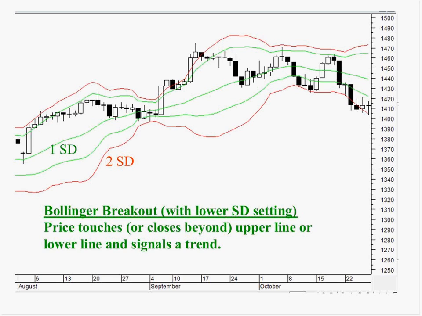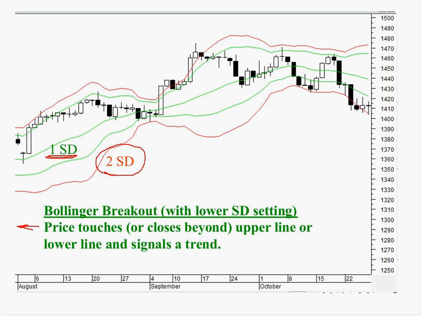What you do here, instead of using a 2 standard deviation band, it's common to instead use a 1 standard deviation band. And if you have OptionVue, you can certainly use it for this. What we're doing here is painting 1 standard deviation Bollinger Bands, and the notion is that when price touches or closes beyond the upper or lower line, in this case the green, then that would signal a trend, a breakout of price moving towards a trend.